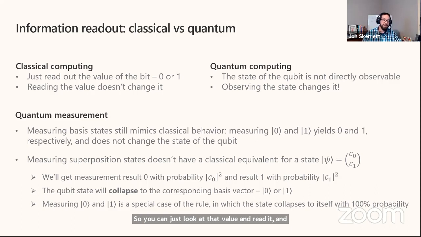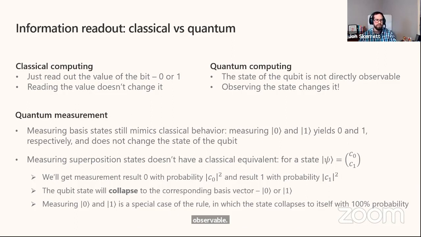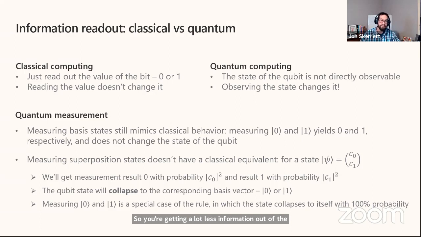and nothing's going to happen from that act of you looking at it. In quantum computing, I mentioned once or twice already, the state of the qubit is not directly observable. So you're getting a lot less information out of the system than is used to describe it. And the second thing that absolutely has no equivalent in classical computing is that when you observe the state in quantum computing, it's not a passive action. It's an active action. You change the state by observing it. And the operations that we use to read information from the quantum system are quantum measurements.